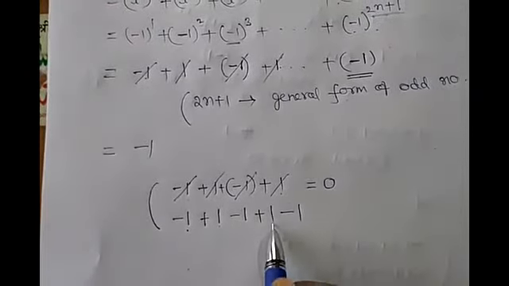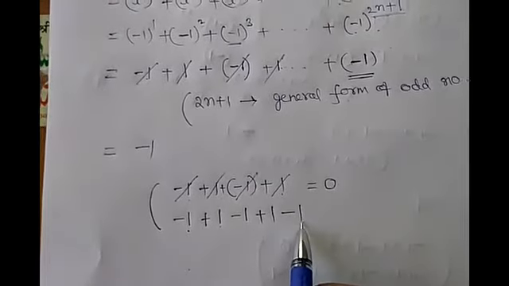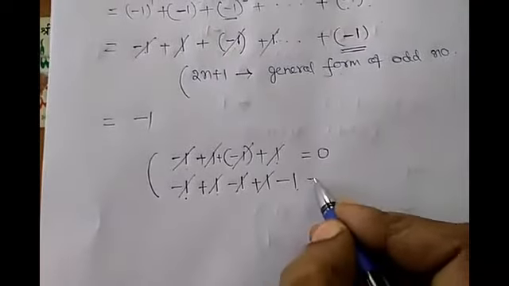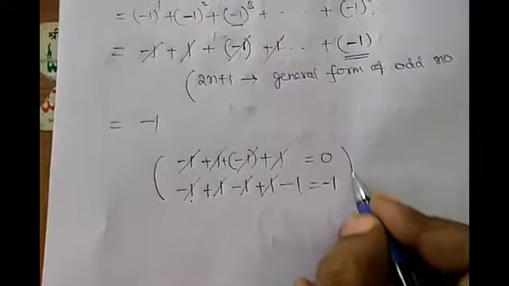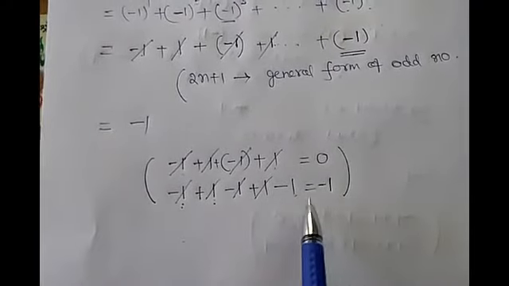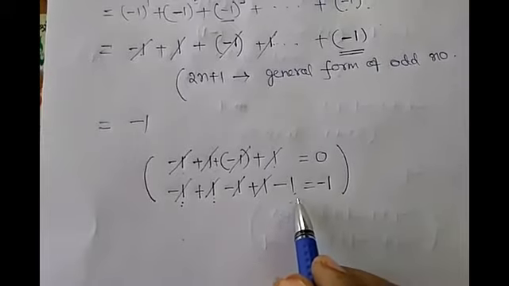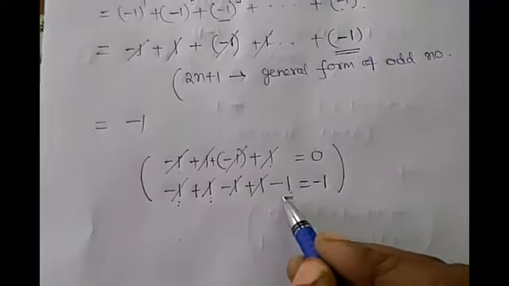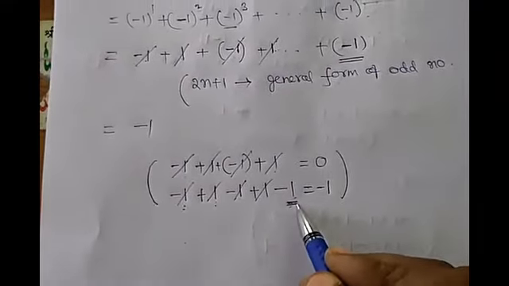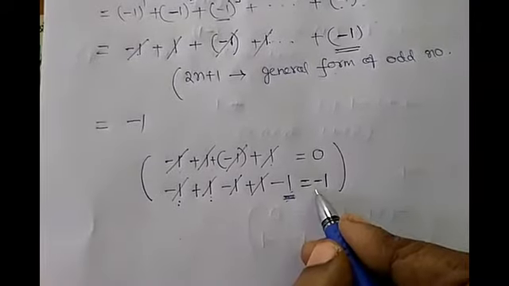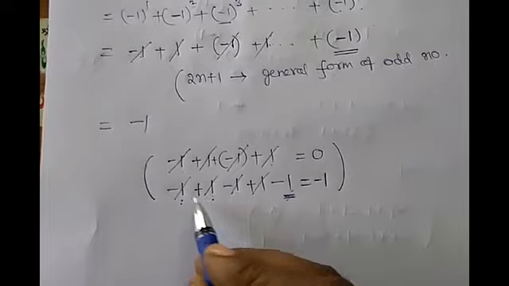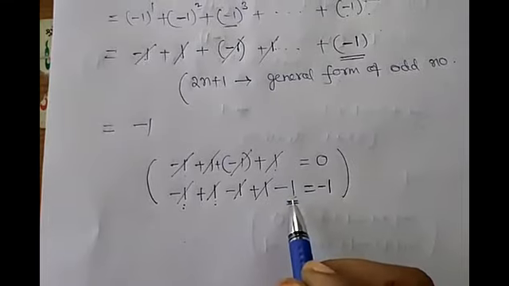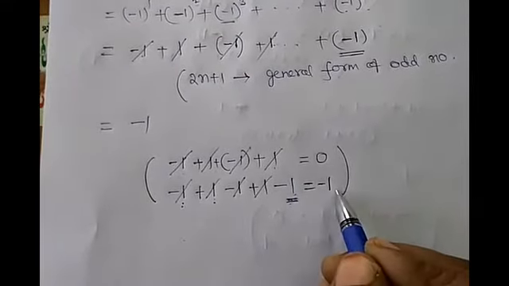Minus 1 plus 1, minus 1 plus 1 and minus 1. We are having 5 terms. If minus 1 plus 1 get cancelled, minus 1 plus 1 also get cancelled, the remaining is minus 1. That means if I have an odd number of terms, finally one value is left. If you have an odd number of terms, then after cancelling the terms, you get finally one value, that is minus 1.